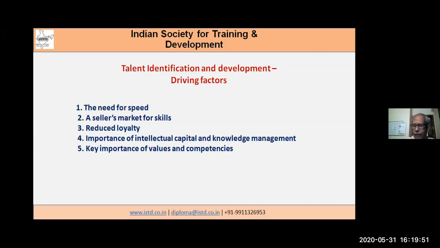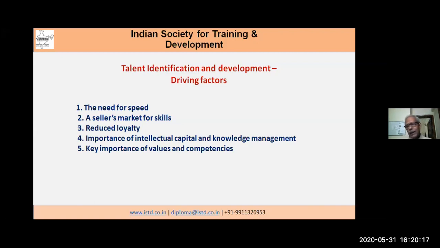Key importance of values and competencies. Now, today there is large importance of competent people. Everything is moving around competency and values. People who have got values. So if there is a requirement of speed, a seller's market, a requirement of skilled people, loyalty is reducing, and the importance of this capital.